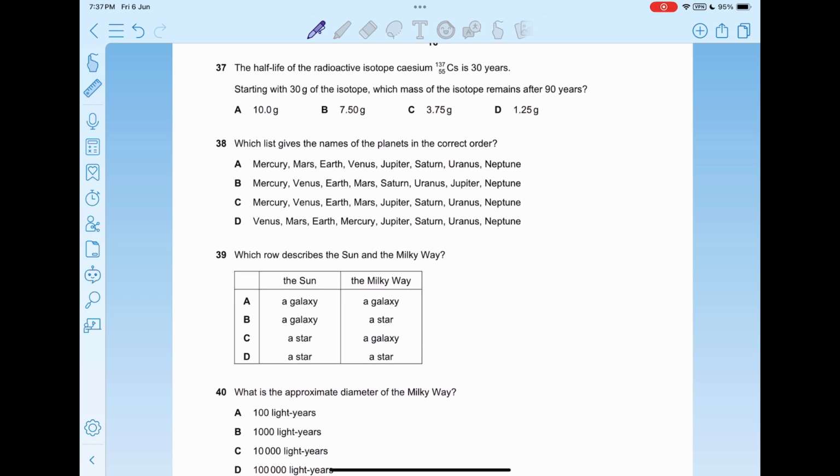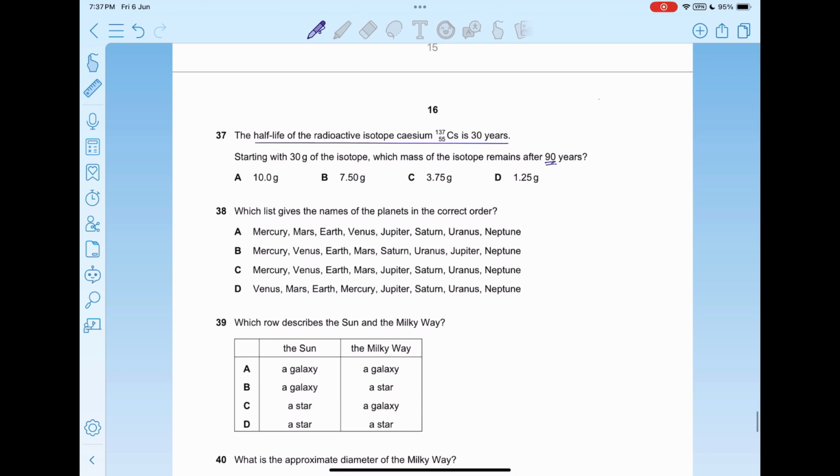The half-life of a radioactive isotope cesium is 30 years, starting with 30 grams of isotope. Which mass of the isotope remains after 90 years? So first we have to find how many half-lives. 90 by 30 is 3 half-lives. So using the formula, divide the mass by 2 power 3. So it should be 30 divided by 8, and the answer is C.